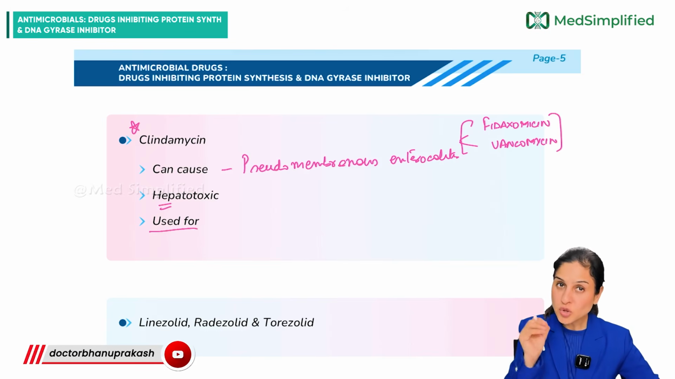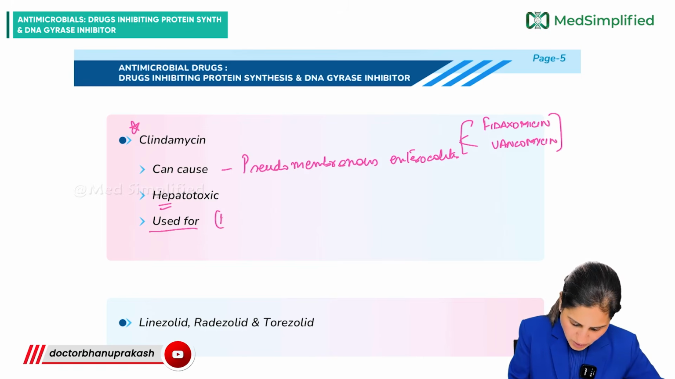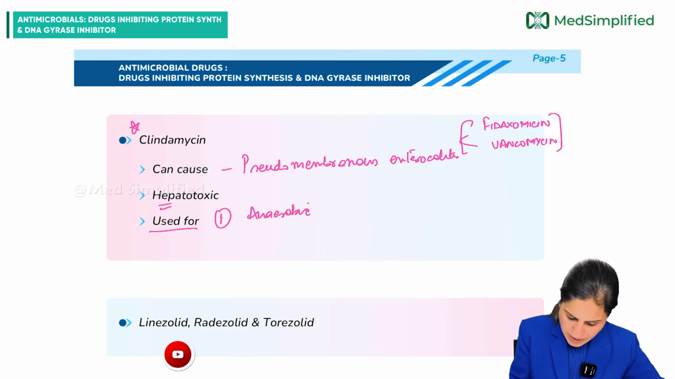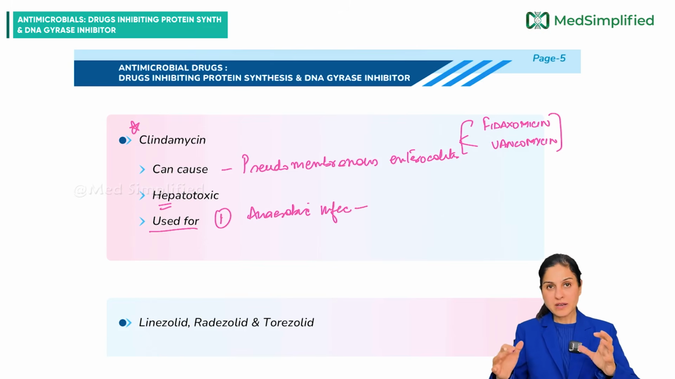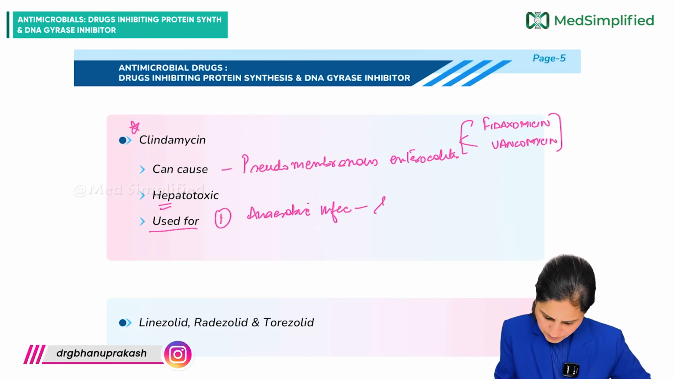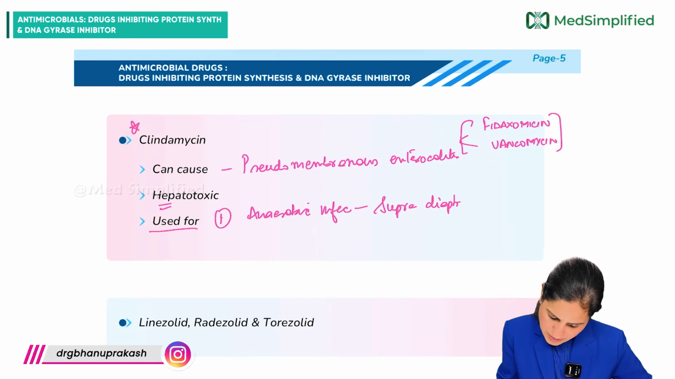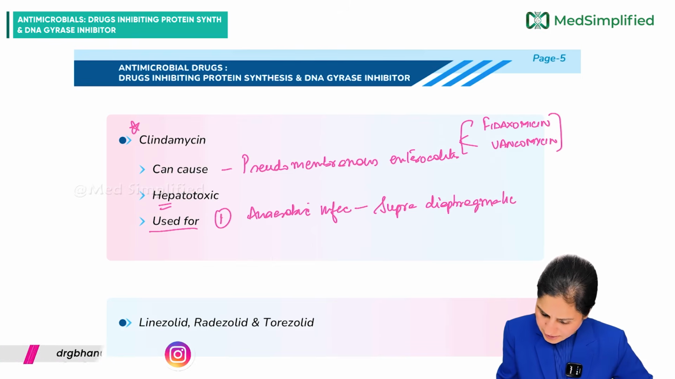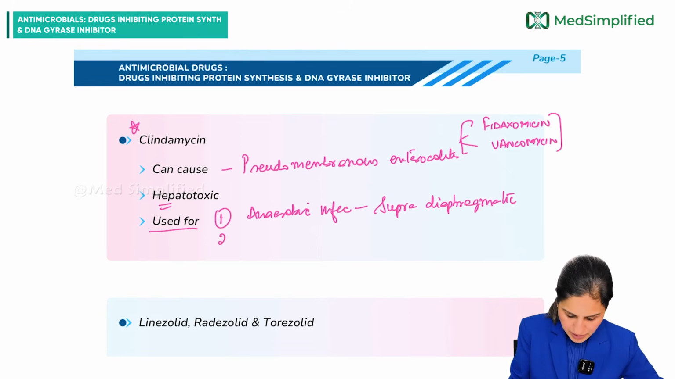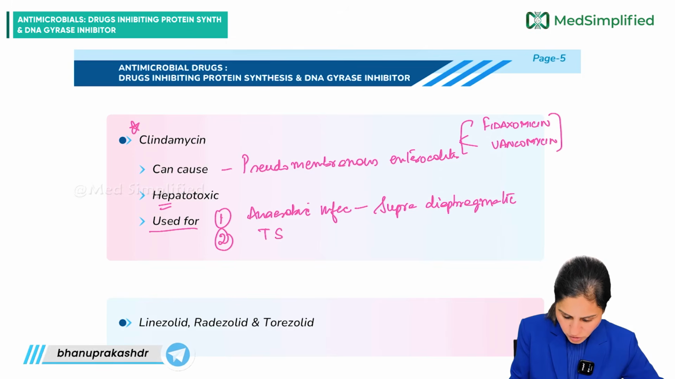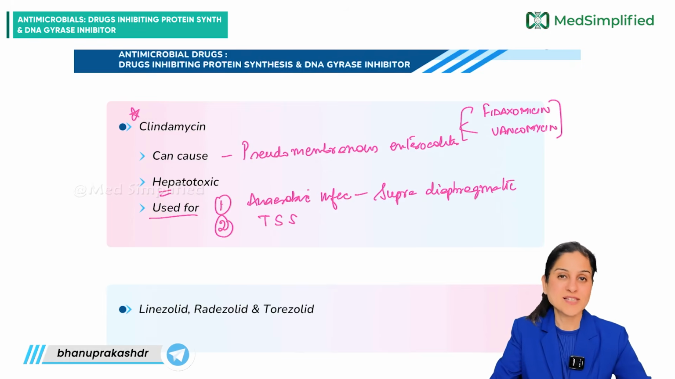And what are the uses of clindamycin? Number one, it is used for anaerobic infections, but where? Above the diaphragm, that is supradiaphragmatic, like in the lungs and the brain. So we use it here. And number two, it is used for toxic shock syndrome.